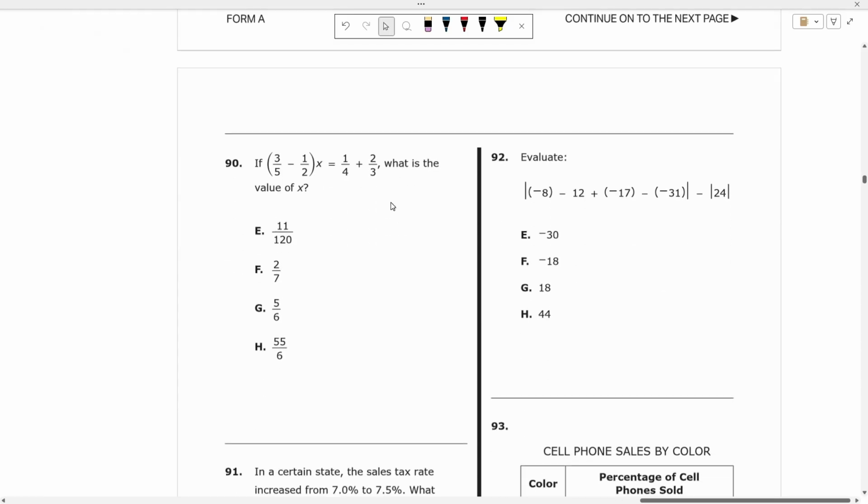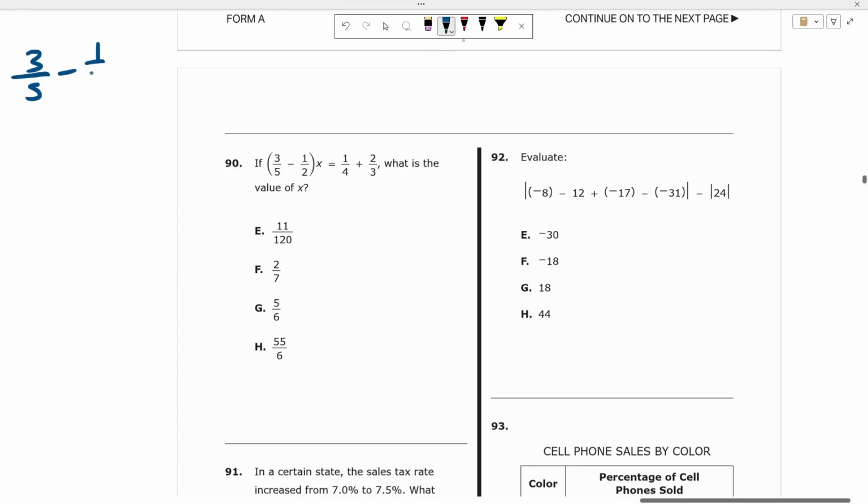Number 90 says that if, in parentheses, 3 over 5 minus 1/2 times x is equal to 1/4 plus 2/3, what is the value of x? So all you really have to do here is do order of operations. Okay, I have numbers in my parentheses. It's not like I have 3/5 minus x. I don't have that. I have 3 over 5 minus 1/2. I can do that. So let's just do that.